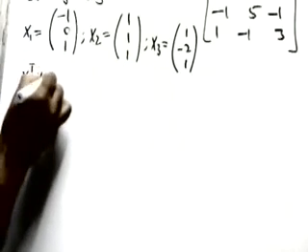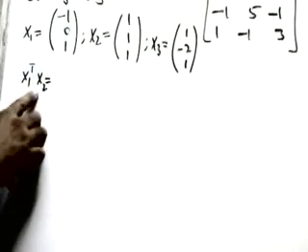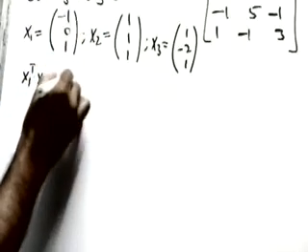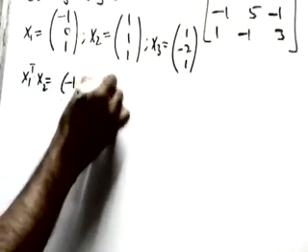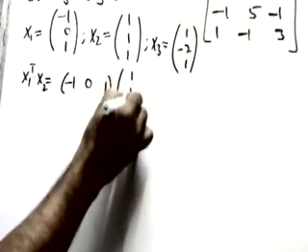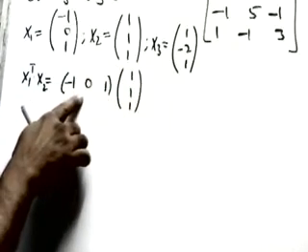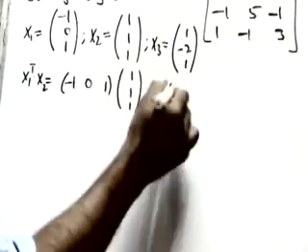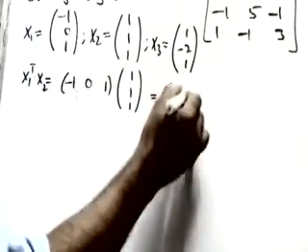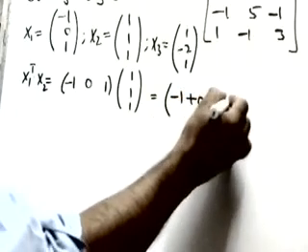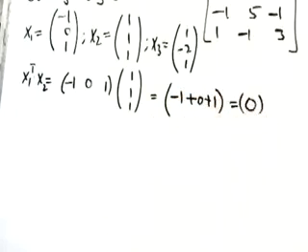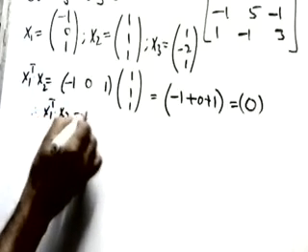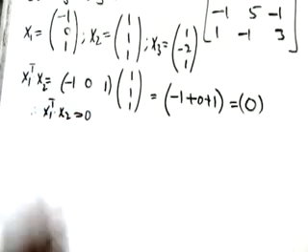Now what happens? You see x1 transpose into x2. Sorry, x1 transpose. x1 transpose means you change this column into a row. This will be like this: minus 1, 0, 1 into 1, 1, 1. If you multiply, you will get minus into plus, minus 1, plus 0 into any number is 0, plus 1. So this will be minus 1 plus 1 cancel, 0. Therefore you got x1 transpose x2 equals 0.